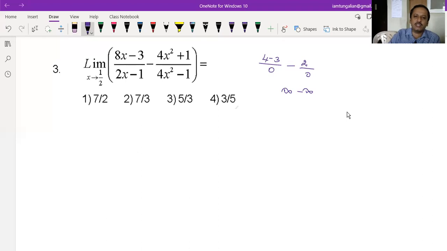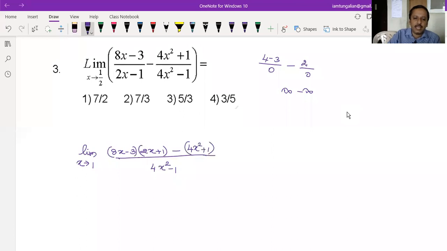Now it is of the form infinity minus infinity. So what to do? Let us try to simplify this. Here 4x square minus 1 is there. If you factorize this, you are going to get 2x plus 1 into 2x minus 1. So I will take the LCM here. That 4x square minus 1 itself will be the LCM. Here you are going to get (8x minus 3) into (2x plus 1), minus, as it is, this 4x square plus 1 will remain.